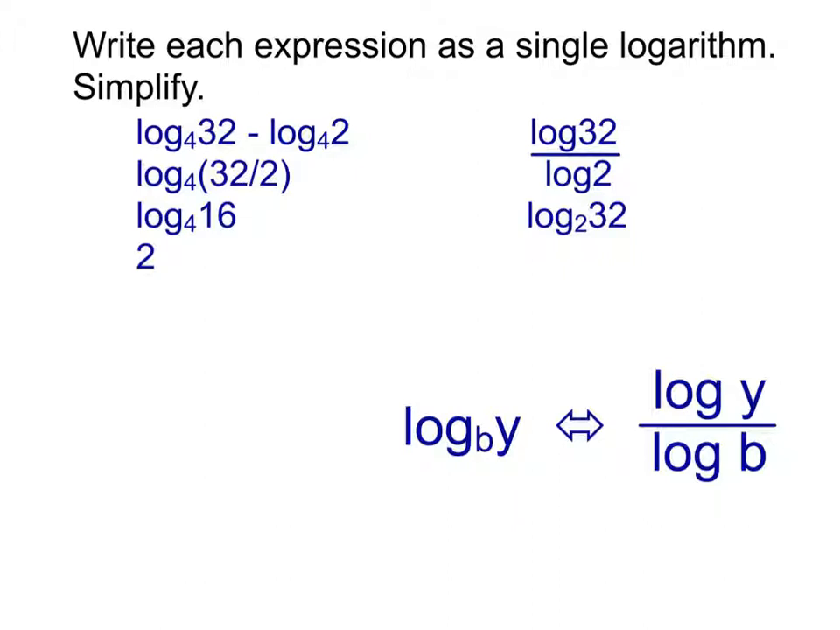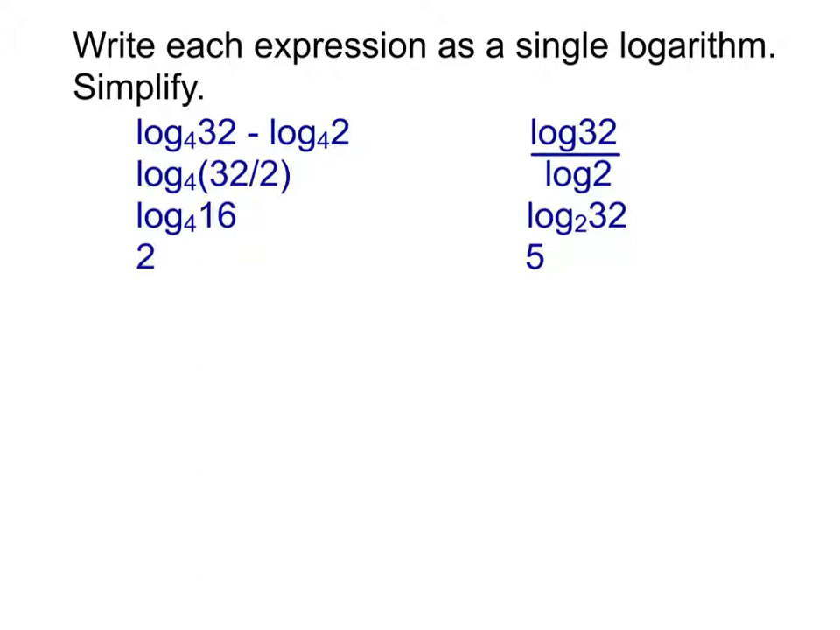Can we simplify that? Do we know what log base 2 of 32 is? Yes, we do. It is 5, because 2 to the power of 5 equals 32. And yes, that is one of those values that comes up often enough. You should know it off the top of your head if you don't yet.